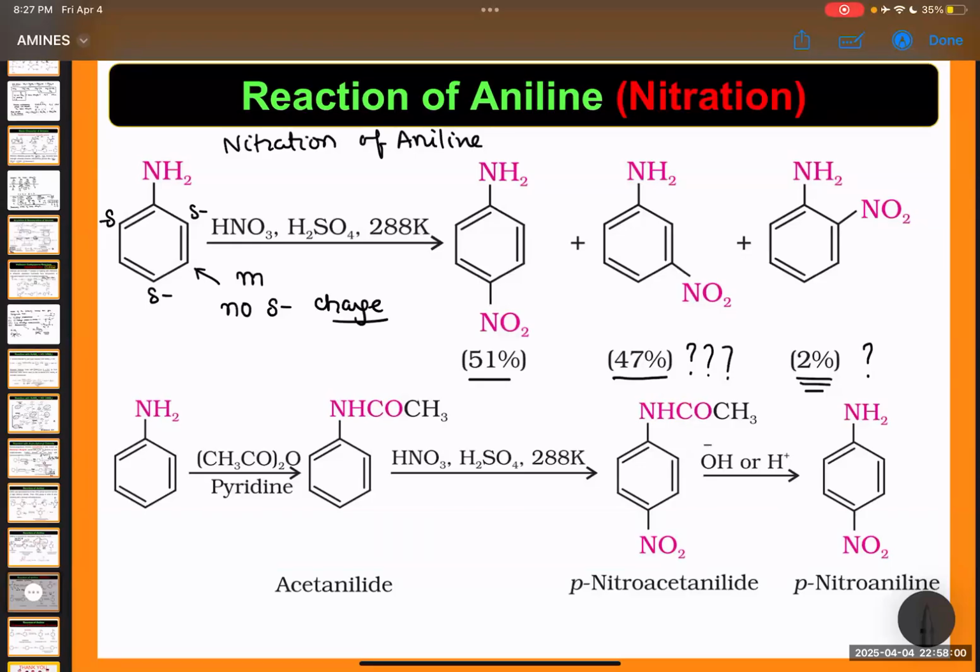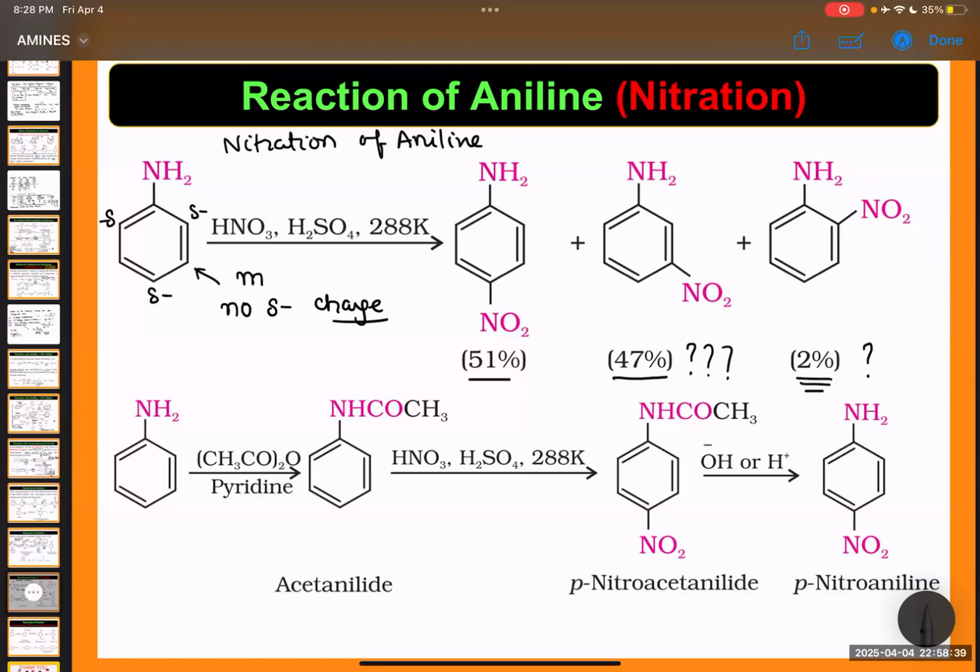So how come this NO2 group managed to attack on the meta position in spite of no charge? Why has ortho not formed in large amount, though the ortho positions were there, having high electron density? These are certain questions which come to our mind, and they are also the favorite questions for your competitive examination. In reason and assertion based questions, they can be asked. And overall the yield will be very low.